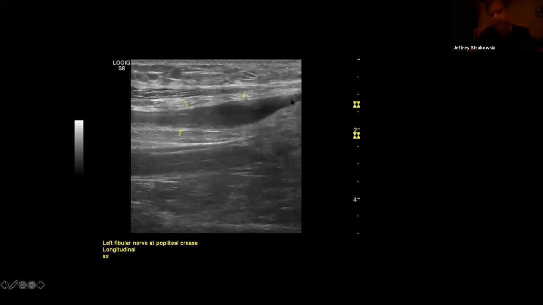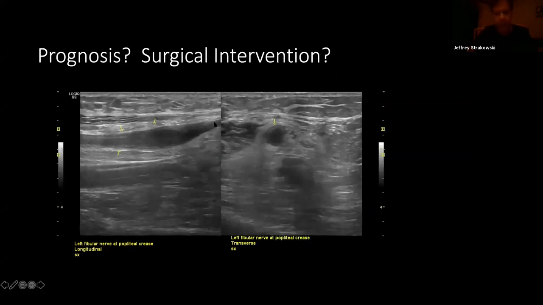So this is a case where I try to fool people and say, do you want to go right to surgery on this one? Some people do just because they're concerned about the way this looks, and there's so much intraneural edema and loss of fascicular architecture that they figure it ought to have some kind of surgical repair. But the answer is we need to know more information. This is long axis. This is short axis. That certainly doesn't look very good.